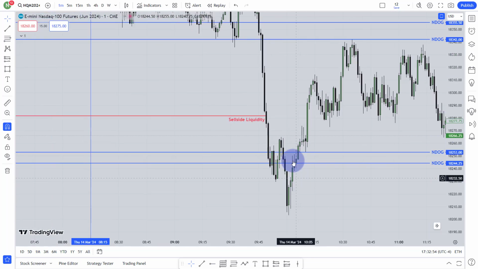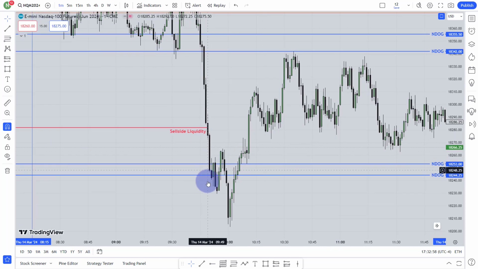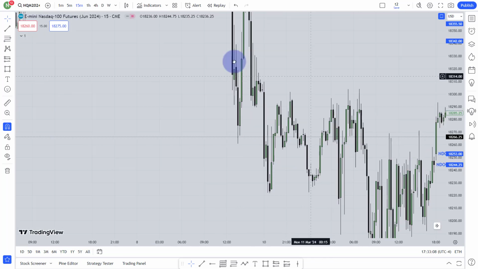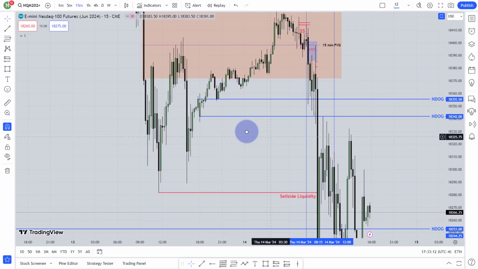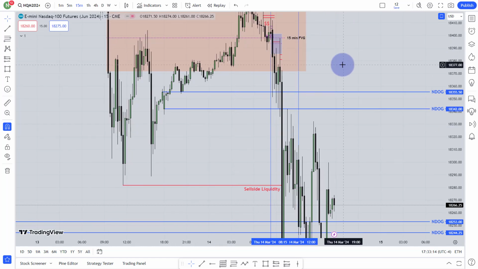There is nothing wrong. Then price came here. I told you that the market is now going higher, and it perfectly went higher. When it went higher, I had nothing to do in the morning session until the next setup. Now where is your next setup? This fair value gap has done its job.